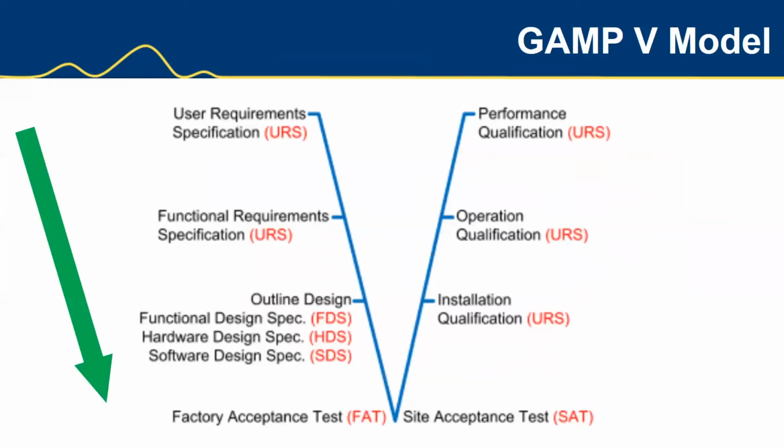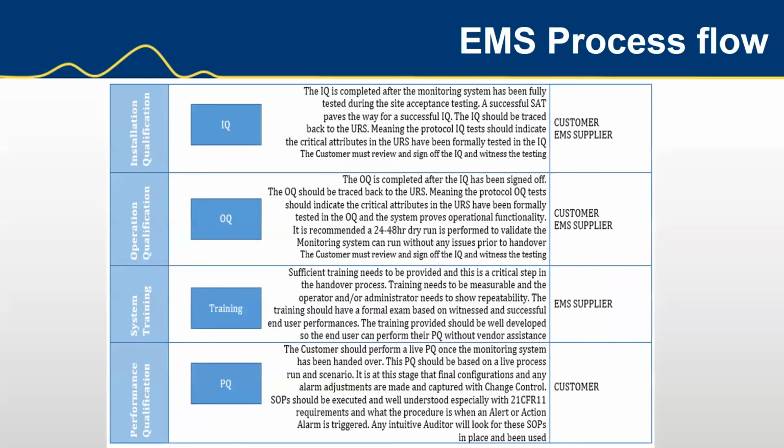So again, here we are looking back at the V model we've completed with the EMS process flow. We're down to FAT and SAT. We need then to look at the rest of the process: installation qualification, operational qualification, performance qualification. So let's jump back into the process flow and look at the tail end here.